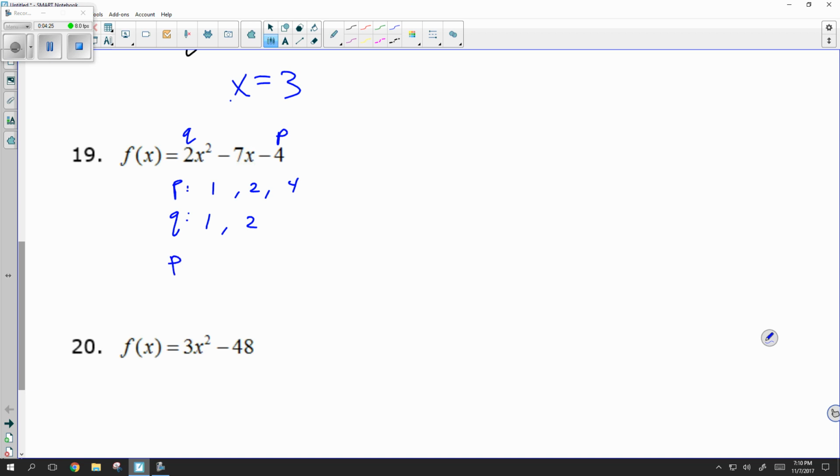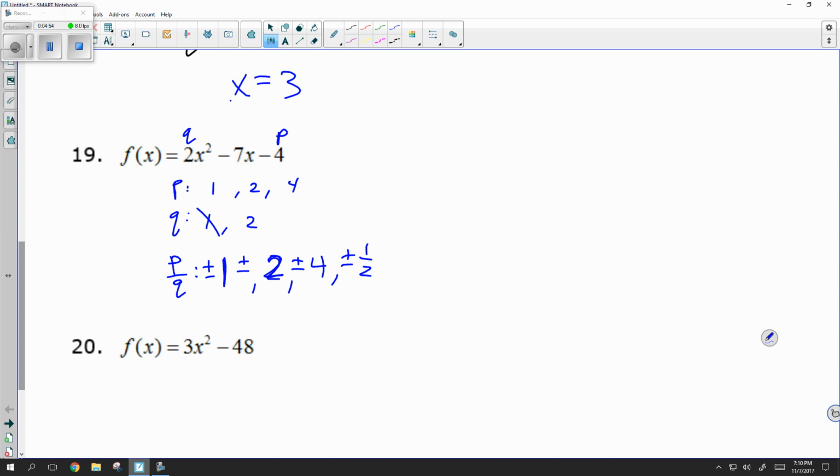So when we make the possible list of P over Q, we do 1 over 1, so that's 1. 2 over 1, that's 2. 4 over 1, that's 4. So I've already used everything with this one, so I move on to the next one. 1 over 2. 2 over 2 is already 1. We already have it right here. And then 4 over 2 is already 2, so we already have that. So these are all the possibles, and then we just put plus and minus on all of them.